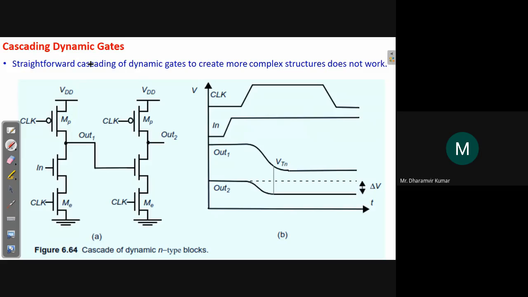There's one more issue here in dynamic gates, and this occurs when we cascade many dynamic gates. At least two dynamic gates are cascaded, means they are connected back to back. So the output of one is feeding to the input of the other. So let's see. This is the first phase. The output of this dynamic gate is serving as the input to this dynamic gate.